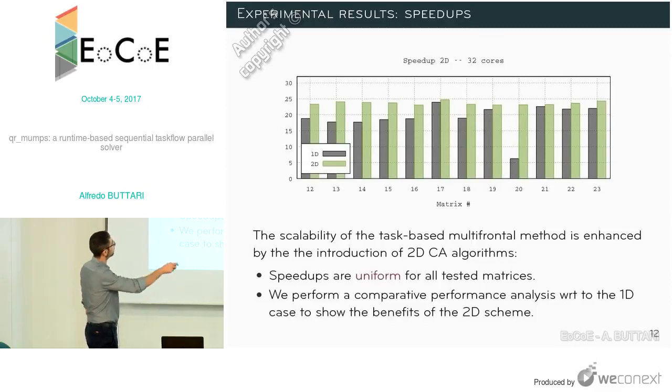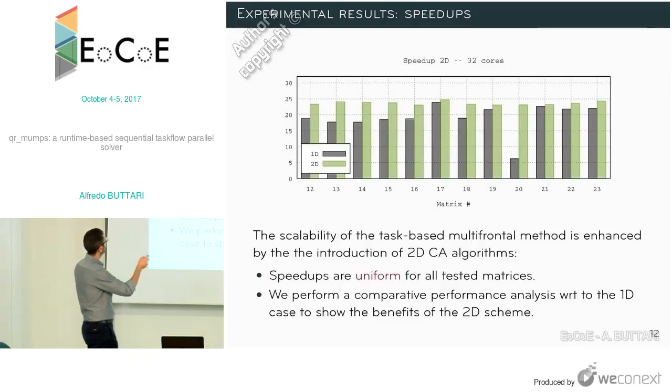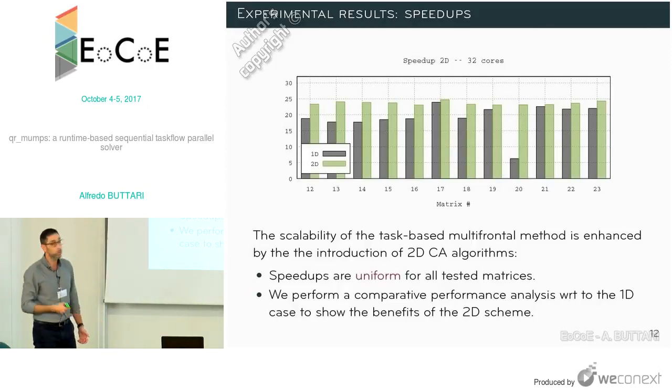With 2D partitioning, instead, we have pretty much the same speedup regardless of the size and the shape of the matrix, which is a very desirable property for a black box solver. And then overall, we have almost a speedup of 25 out of 32, which is not bad at all.